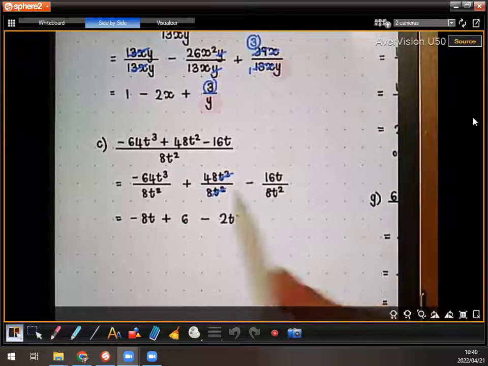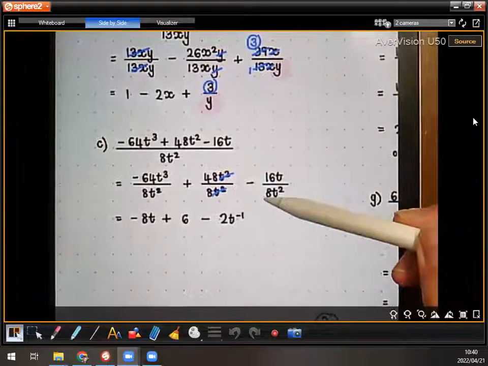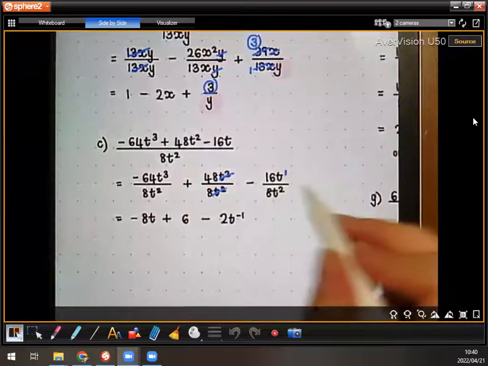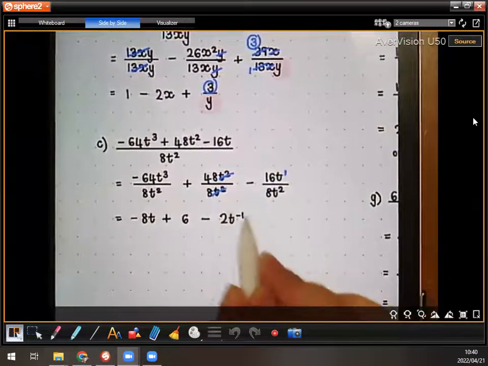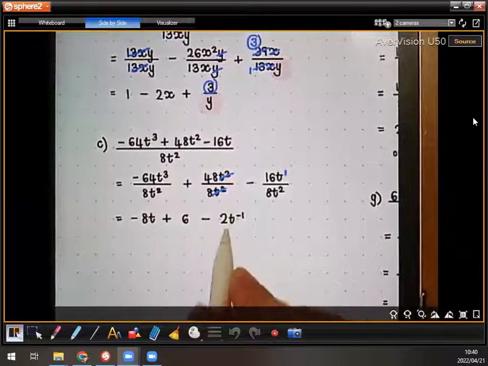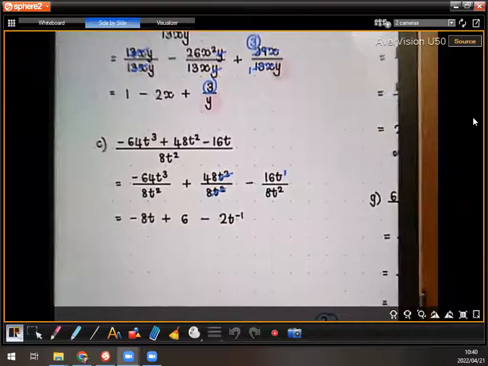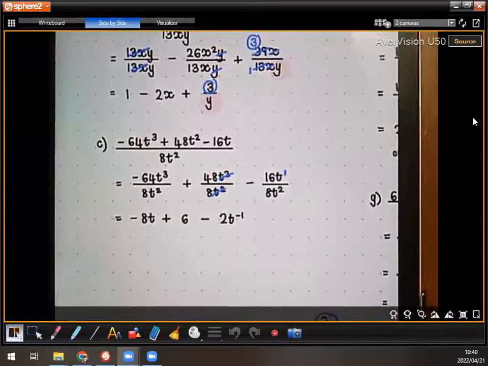And then for the next one, minus 16 divided by 8 is 2. And when you have t to the 1, right? Minus 2, that's t to the negative 1. And if you watched yesterday's video, you will already know that we actually need to write this with a positive exponent. But when you did this homework, this answer is fine.